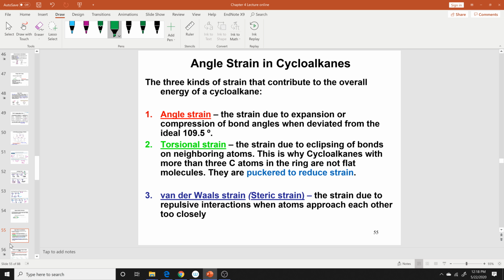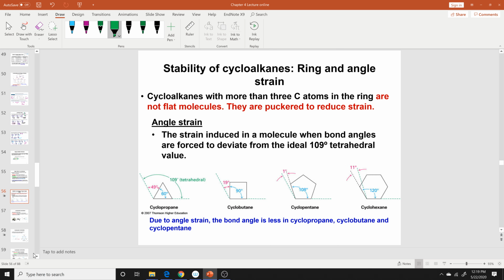That is for alkanes. Now, for the cycloalkanes, I have to add an additional form of strain that decreases the stability of the structure because it increases its energy, and that is the angle strain. The angle strain is defined as a strain which is due to the expansion or compression of the bond angles when deviated from the normal tetrahedral bond angle, which is 109.5. Let's take a look at it.